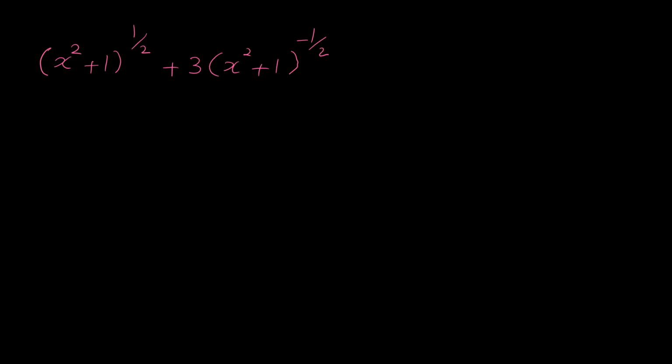Look at this example. Here we have x to the 2 plus 1 to the power of 1 half plus 3 times x to the 2 plus 1 to the power of negative 1 half. It is clear that the term that we can factor is x to the 2 plus 1. But what power? The smallest power. And the power that is the smallest between 1 half and negative 1 half is negative 1 half. So we can factor this.